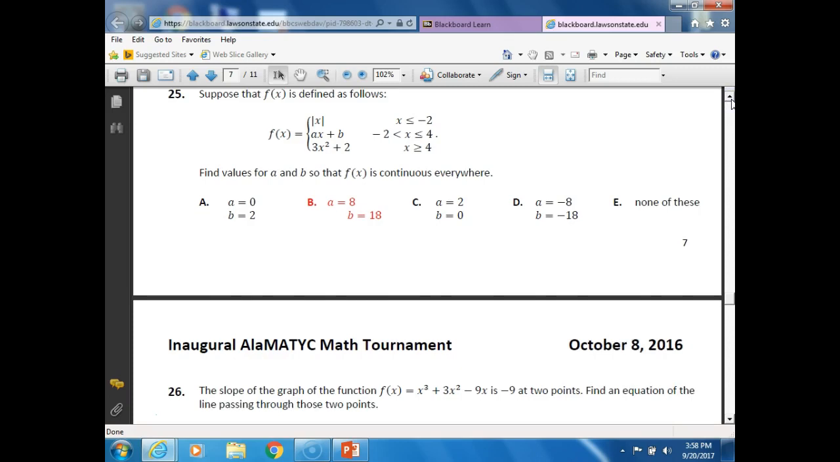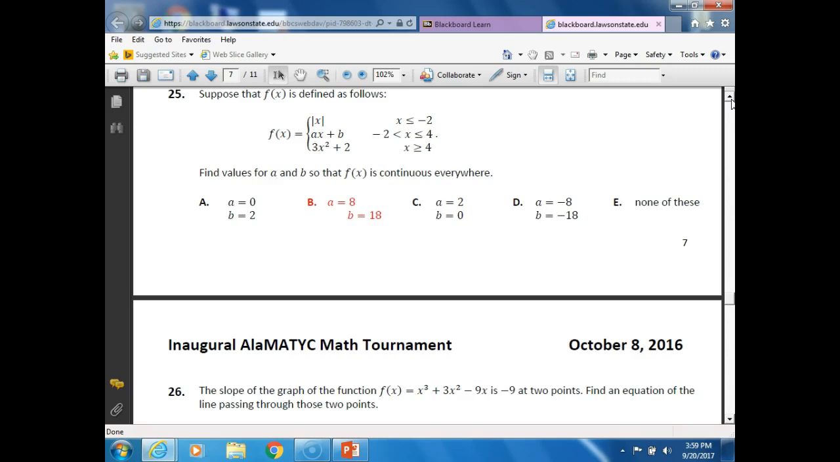The slope of the graph of a function, f of x is equal to x cubed plus 3x squared minus 9x, is negative 9 at 2 points. Find an equation of the line passing through those 2 points. The slope of the graph of a function, f of x is equal to x cubed plus 3x squared minus 9x, is negative 9 at 2 points. Find the equation of the line passing through those 2 points.